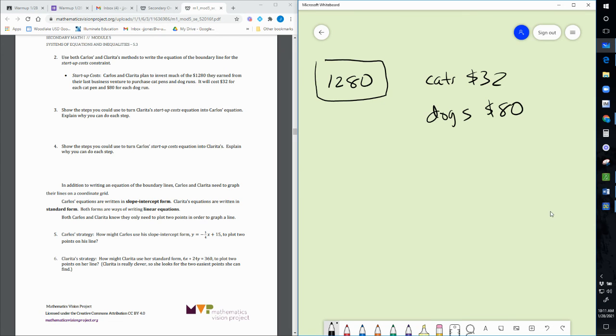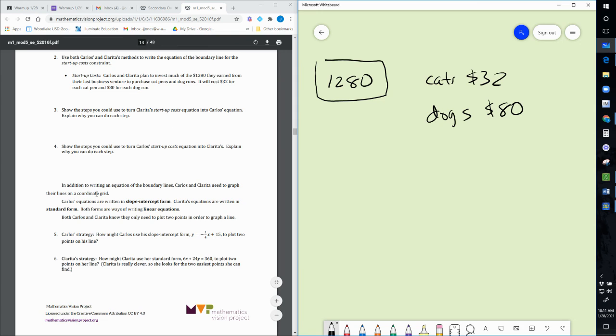But this is where it says Carlos's equations are written in slope-intercept form. Clarita's equations are written in standard form. Both forms are ways of writing linear equations. Both Carlos and Clarita know they only need to plot 2 points in order to graph a line. So Carlos's strategy, how might Carlos use slope-intercept form to plot 2 points? And then how might Clarita use her standard form equation to plot 2 points? And it says Clarita is really clever, so she looks for the 2 easiest points she can find.